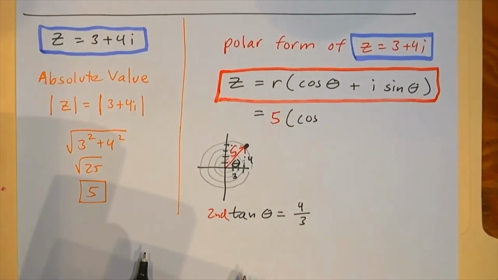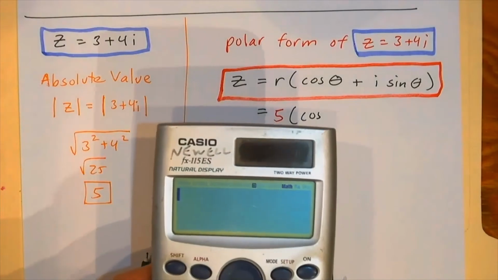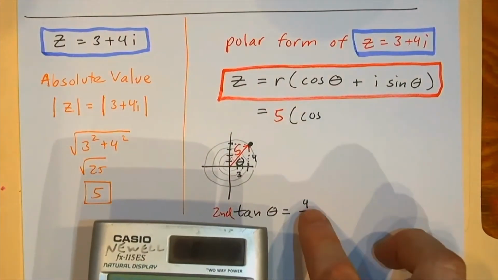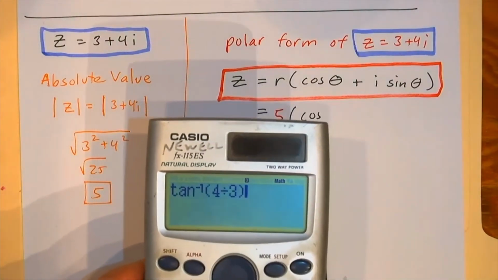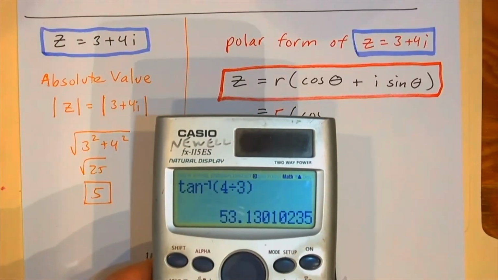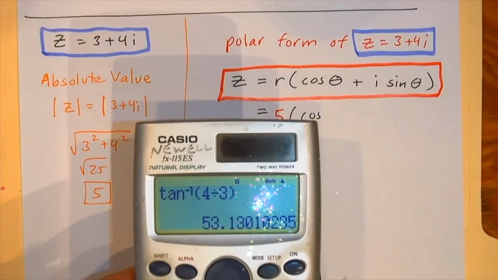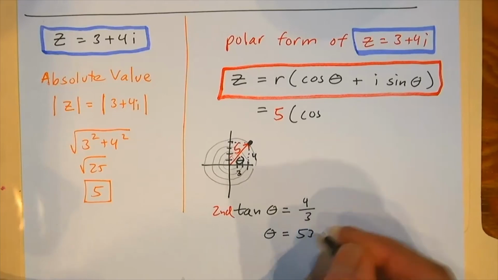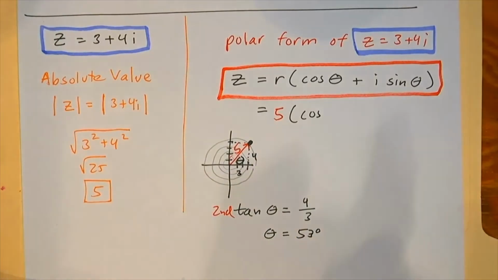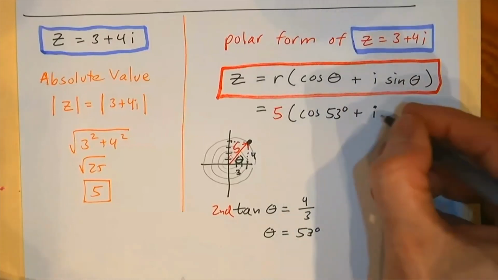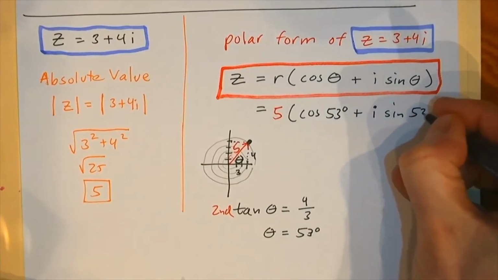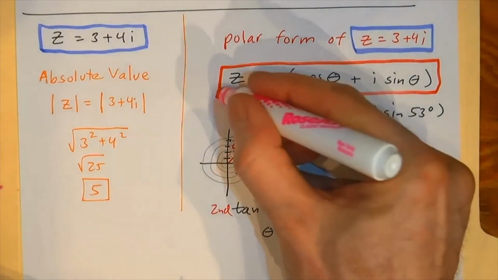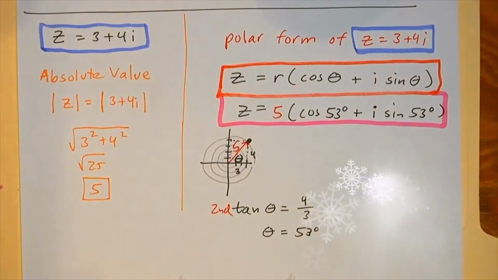So this is where pull your calculator out and go second tangent. So it has a little inverse thing. 4 over 3. 4 divided by 3. Mine's in degrees. And it says 53.1 degrees. Let's just call it 53 degrees. So this angle, you know, we were guessing 45, but it's not exactly in the middle, is it? If it's 3 and 4, 53 degrees. So there's an I right here for the imaginary sign. And once again, just put 53 degrees and you're done. That's it. Don't do anything else. But you got the polar form of the rectangular coordinate.